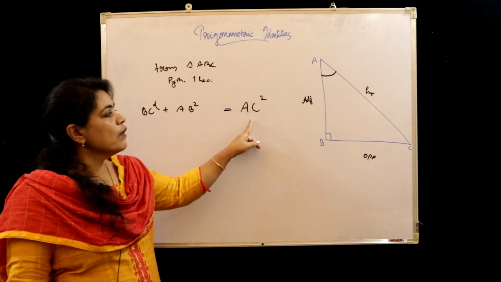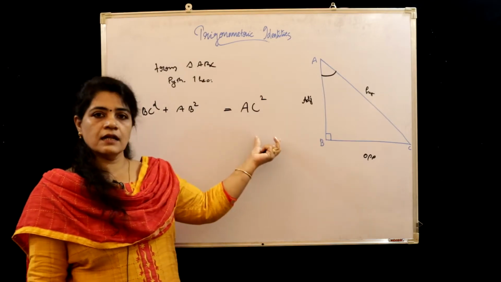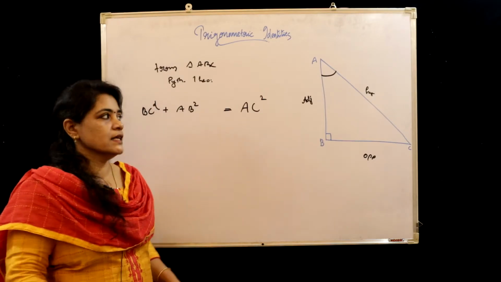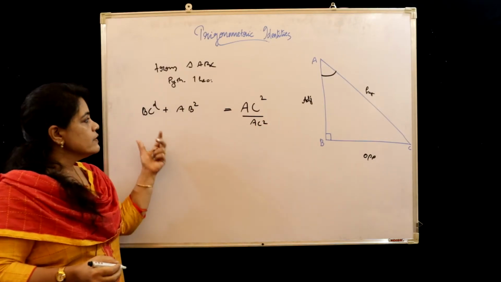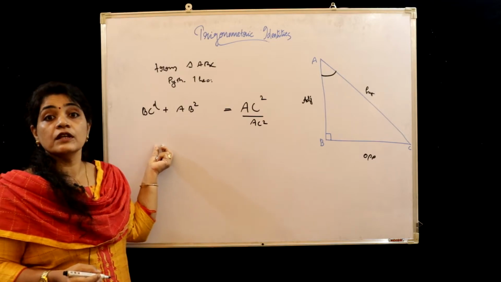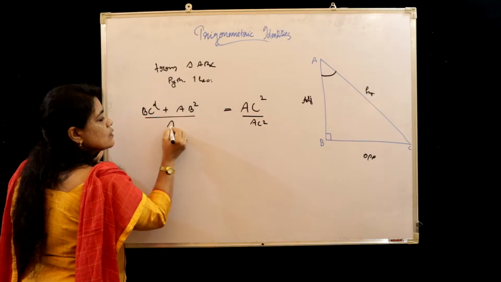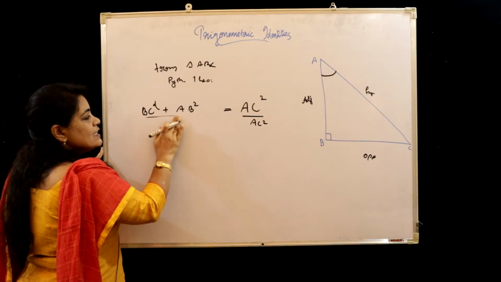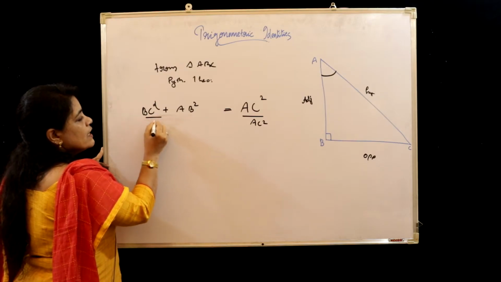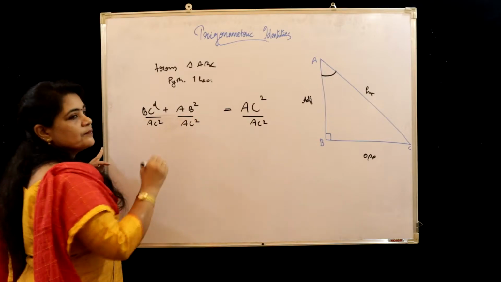I am going to divide this equation, both LHS and RHS, by AC square. Let us see. Dividing LHS by AC square means each term needs to be divided by AC square. So the whole is divided by AC square, which means we divide each term by AC square.